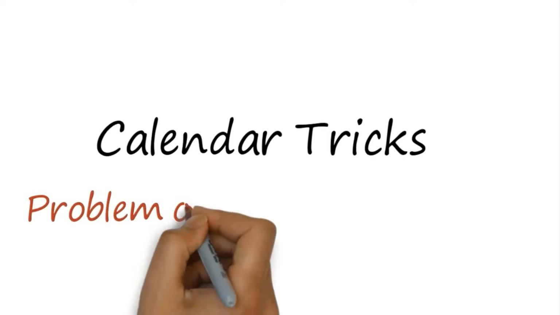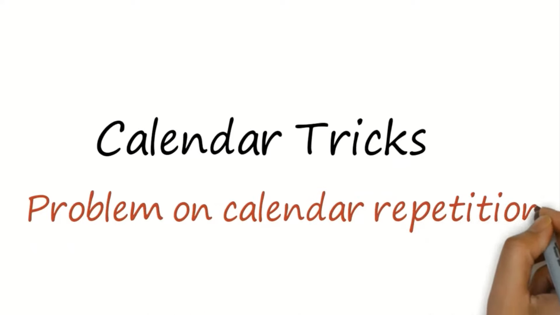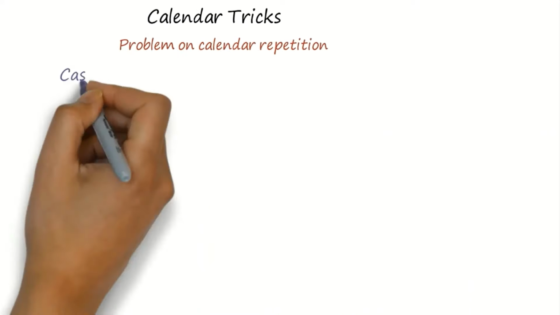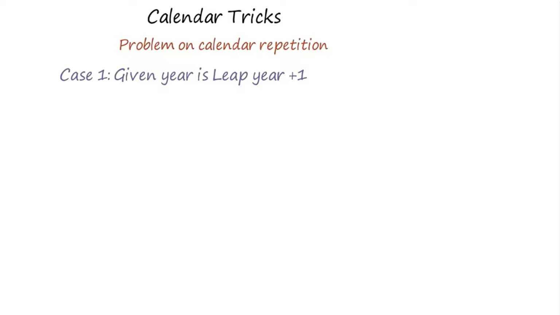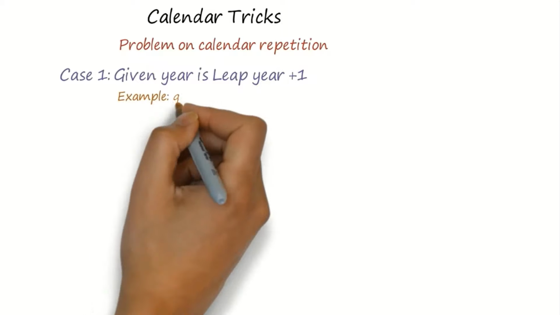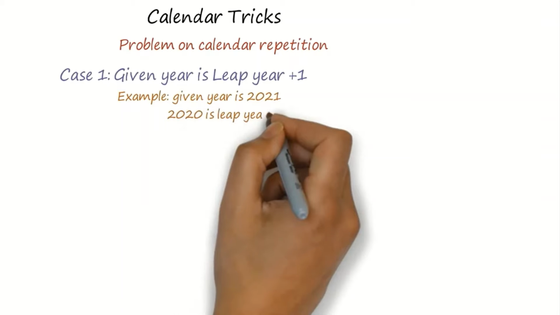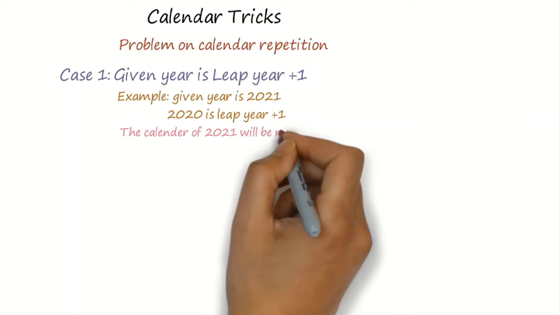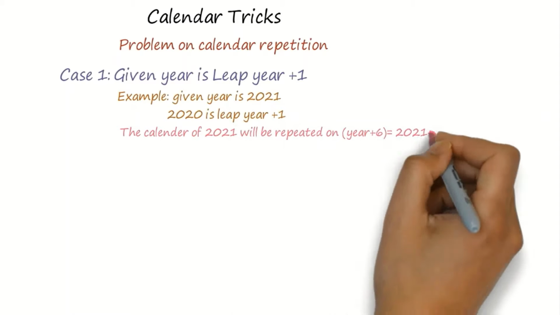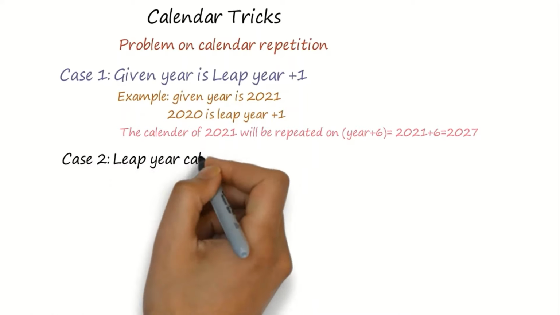Another important question on calendar could be based on calendar repetition. So keep in mind the three most common cases. Case 1. If the given year is the next year of the leap year, then that calendar will be repeated after 6 years from the given year. For example, if the year given is 2021, since 2020 is a leap year, the calendar of 2021 will be repeated on the year 2021 plus 6, that is 2027.